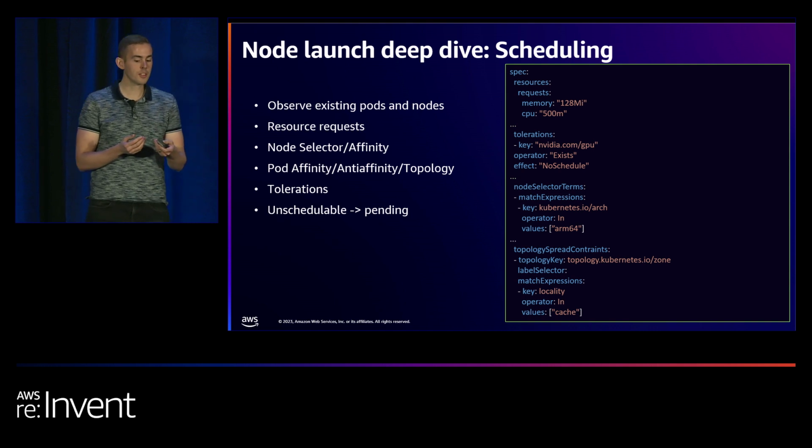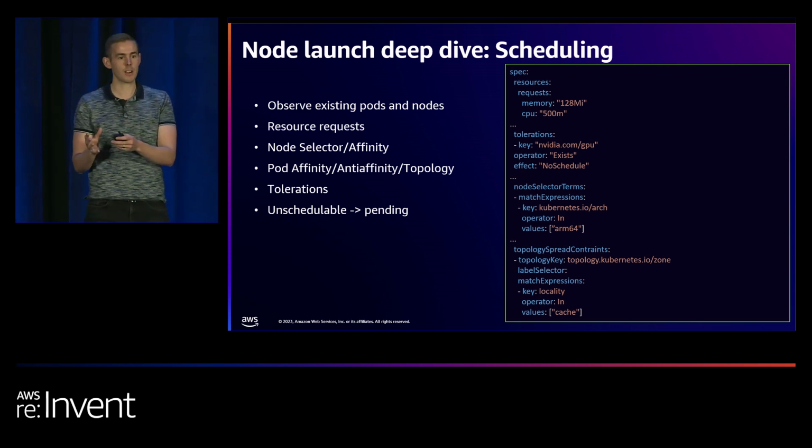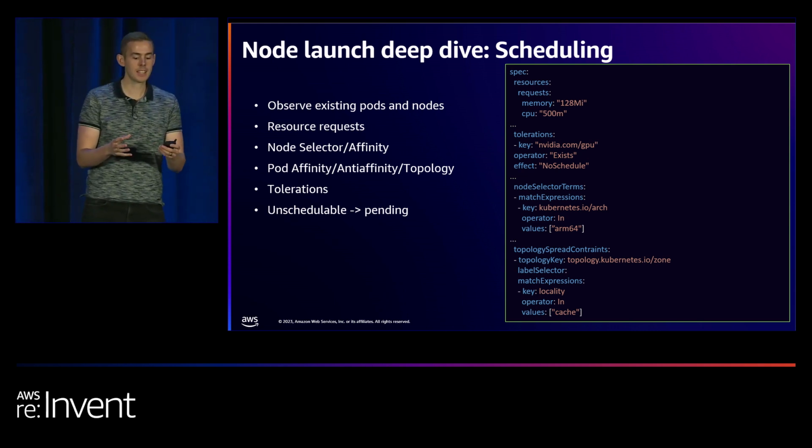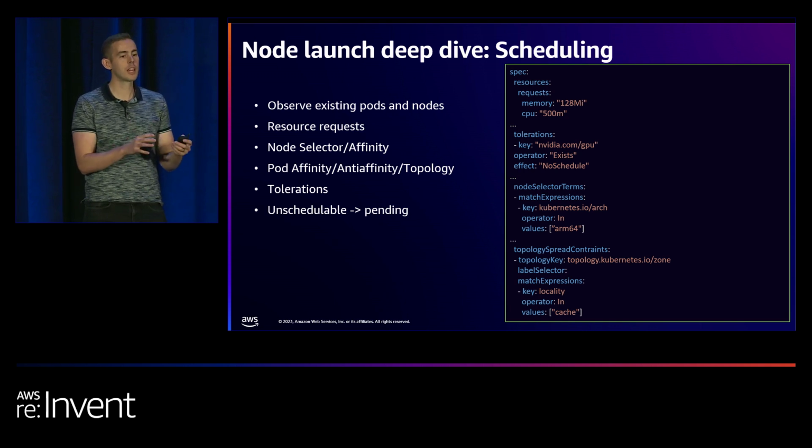the tolerations, the node selectors, and the topology spreads. These all have to be considered by both the kube scheduler and the Karpenter algorithm. Karpenter has to maintain all of these concepts in memory to make sure that these constraints are being met when it's making its launch decision. The kube scheduler is doing a very similar simulation.